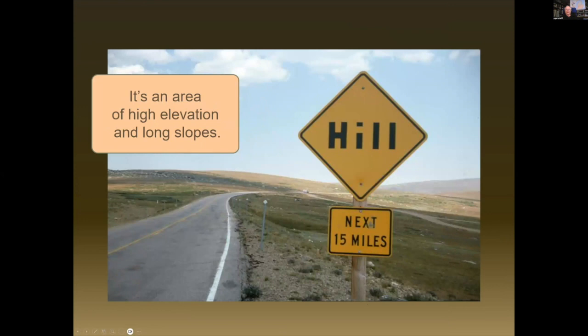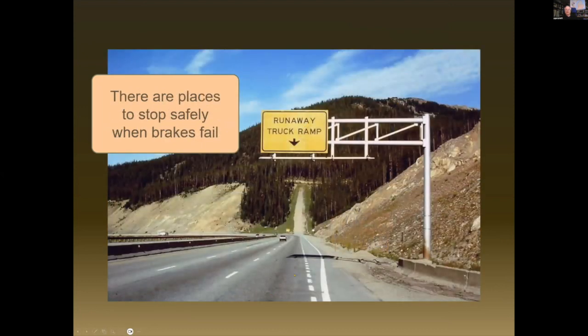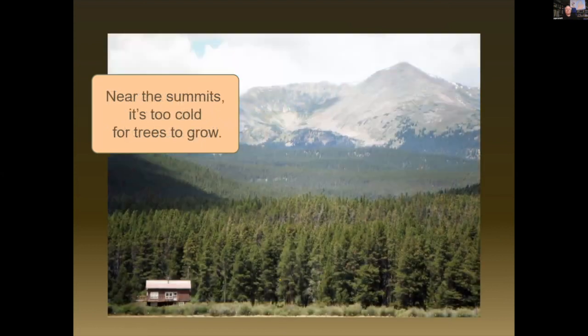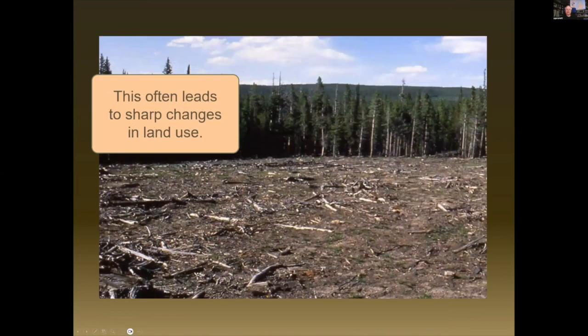It's an area of very high elevation and very long slopes, a 15-mile downhill run here. Where it's a little bit steeper, you get these runaway truck ramps, piled up with gravel, so the truck goes up there and sinks up in the wheel hubs and slows down. Near the summits, it gets too cold for trees to grow, which is why I was up in that particular place. And remember, it's a mix of public and private land, which often leads to very sharp changes in land use.